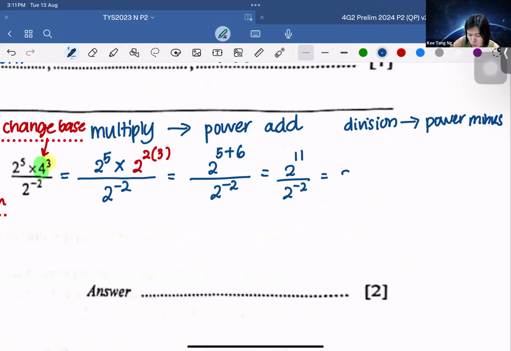So I'm going to take 2 to the power of 11 minus away negative 2. Why can I do this? Because the base over here, both of them are base 2. The 2 bases over here are both the same, so I can just subtract the power directly. Okay, and then this one will give me the final answer: 2 to the power of 11 plus 2, 30.